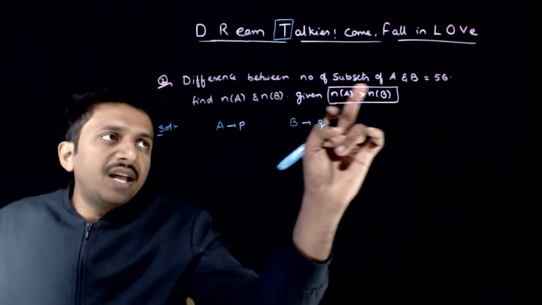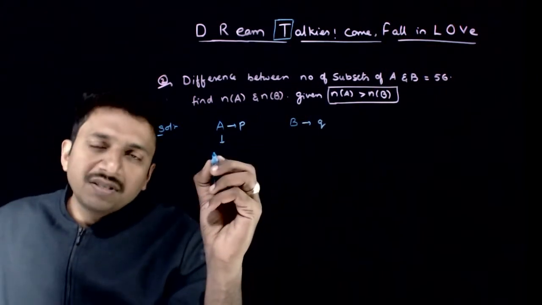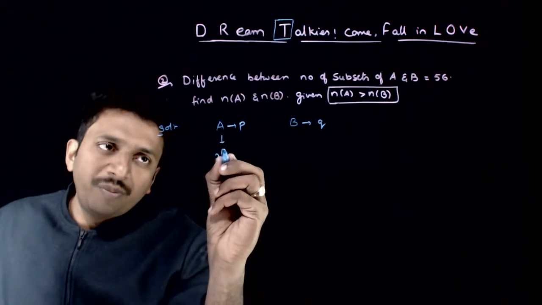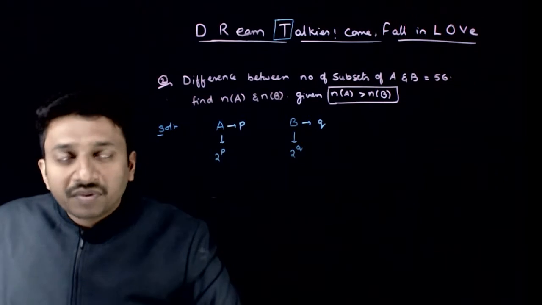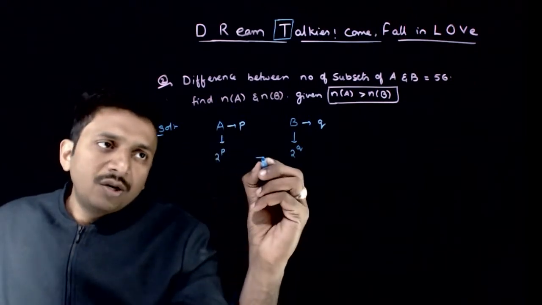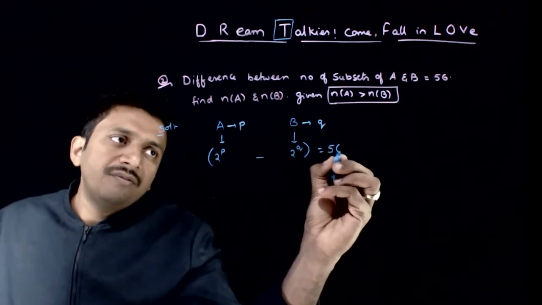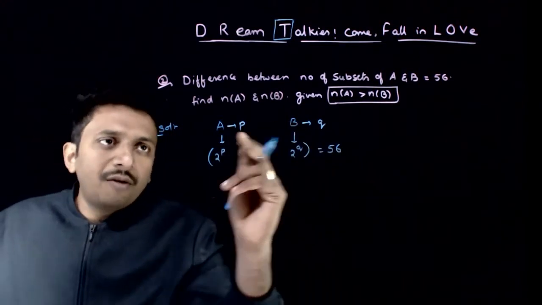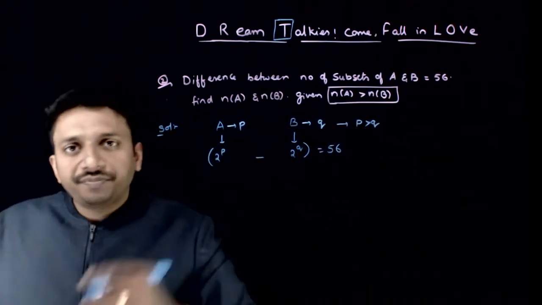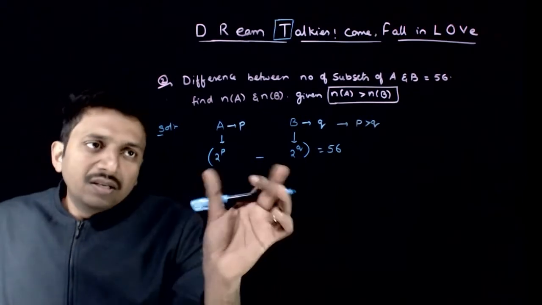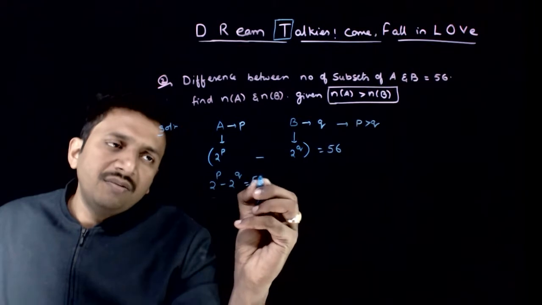The difference between the number of subsets of A and B is 56. If A has P elements, the number of subsets of A is 2 power P, right? And the number of subsets of B is 2 power Q. So according to the given information, 2 power P minus 2 power Q has to be equal to 56. Obviously, if n of A is more than n of B, that means P is greater than Q.